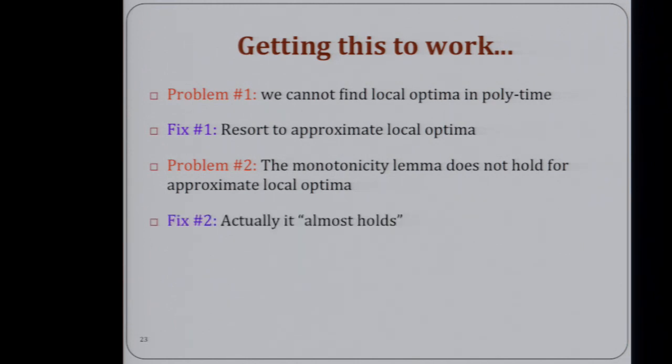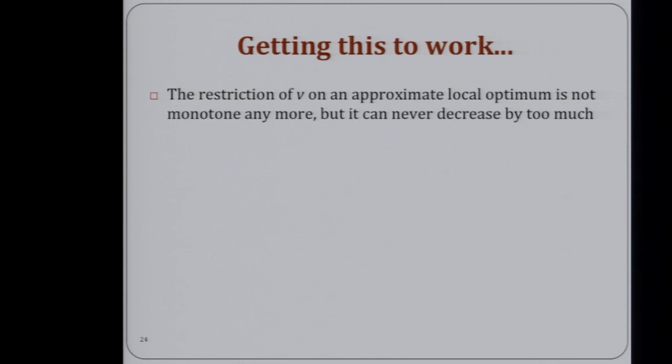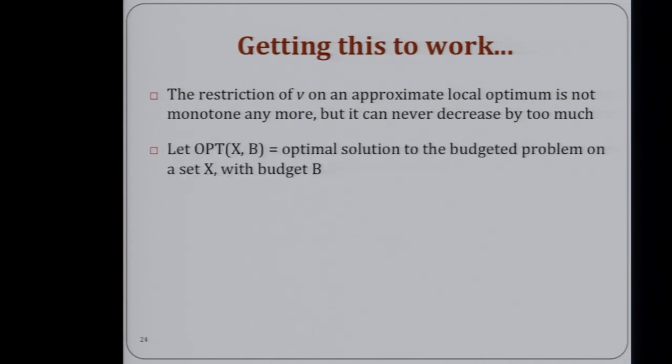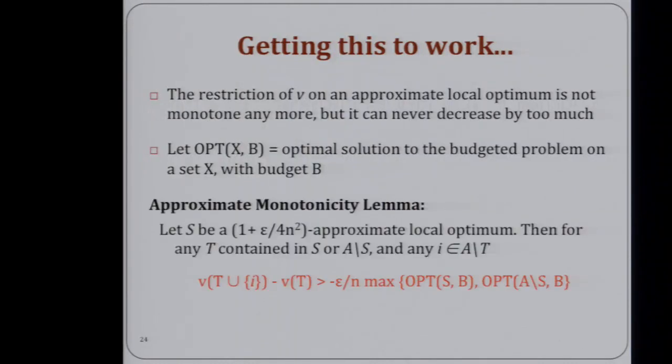Fortunately, there is a fix for that. As we realized, the monotonicity lemma doesn't hold as I presented, but it almost holds. What do I mean by that? I mean that the restriction of V on an approximate local optimum is not monotone anymore, but it will not decrease by too much. The quantification that we managed to get, and that was useful for our analysis, is the following. Suppose that I denote by opt(X, B) the optimal solution when X is the total set of items and B is your budget.